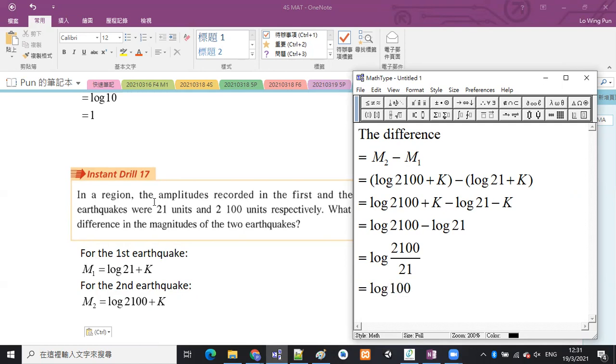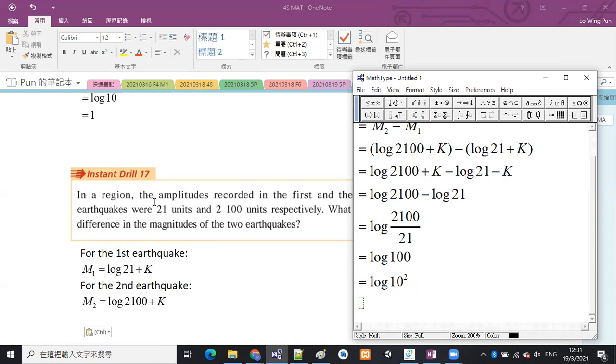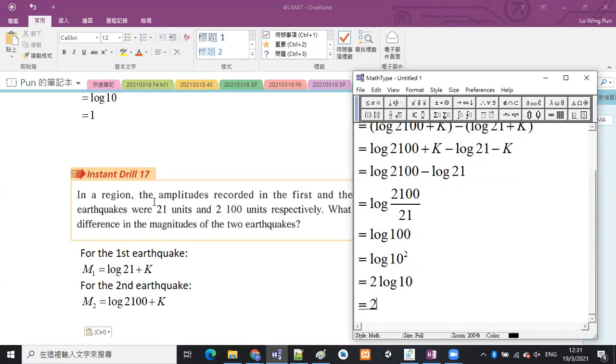But it is base 10, and 100 can be written as 10 squared, right? Or actually you know that log 100 is 2, right? You can just write 2, that is okay. But if you do not know, then it is like this. It is 2.